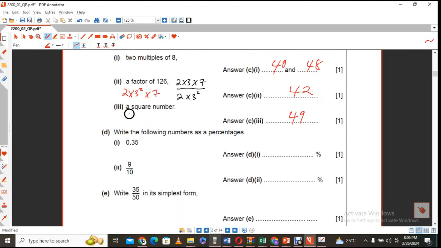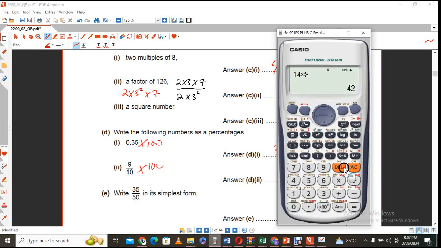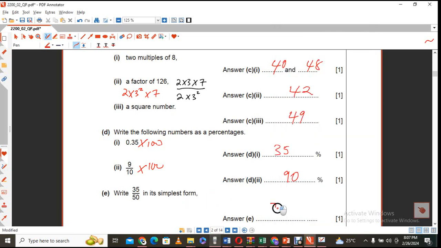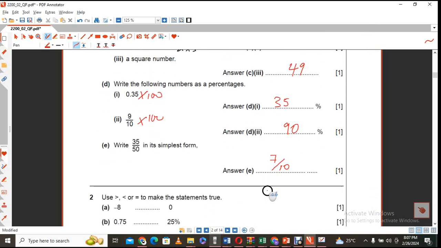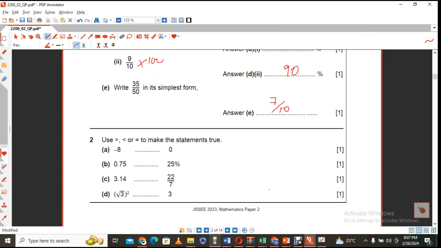They say write the following numbers as percentages. So first, this one is very straightforward. Just multiply by 100. So that's 35%. Multiply here by 100. That's going to be 90%. Okay. And then write 35 over 50 as a fraction in simplest form. 35 over 50. Well, that's easy. 7 over 10. And again, do not lose these marks. Okay. It's 1 mark. And you should know very fast how to find the answers.